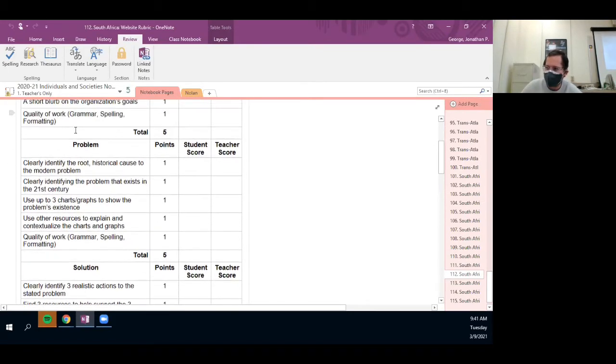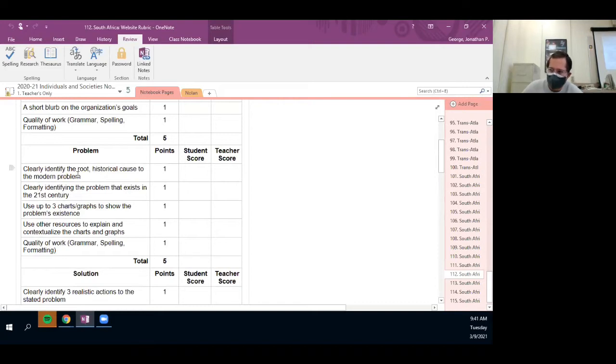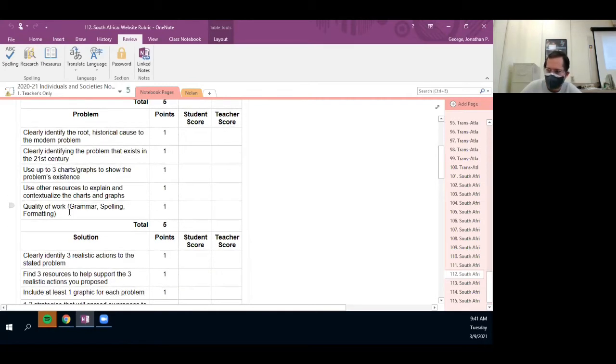Talking about the problem, were you able to clearly identify the root historical cause to the problem? Did you clearly identify a problem? Did you use up to 3 charts, graphs to show the problem's existence? That'll be on the website that you'll create, or find 3 graphs, charts to show the problem. Then use other resources to explain and contextualize the charts and graphs. And we'll talk more about that as we get to the development of the website. And then, is there great quality of work? Grammar, spelling, formatting. Does it look good?